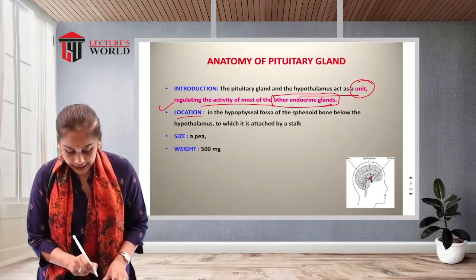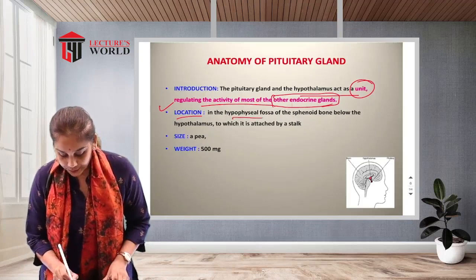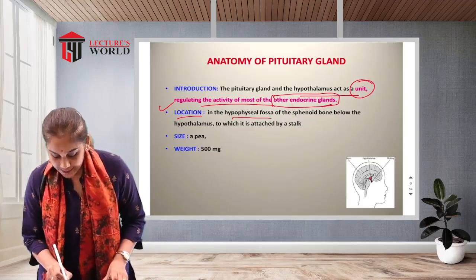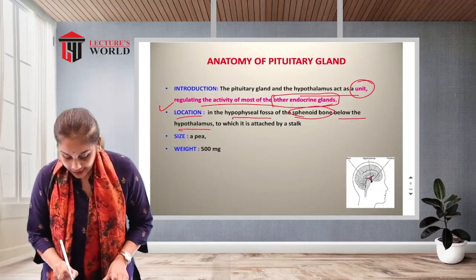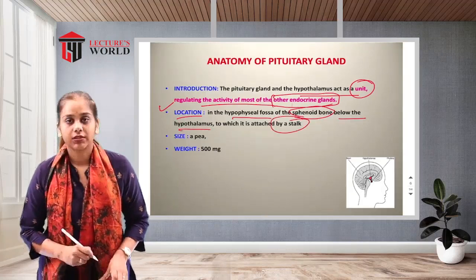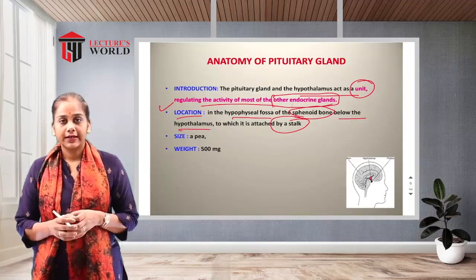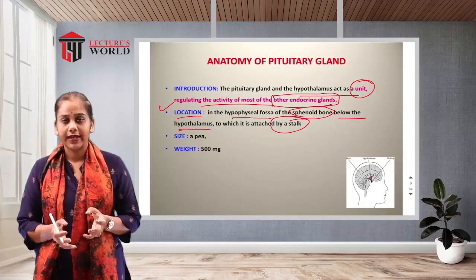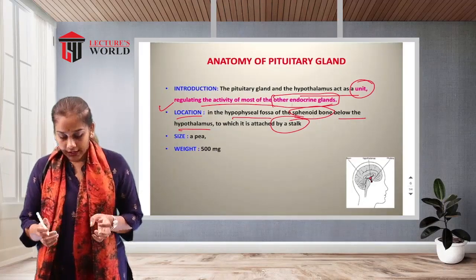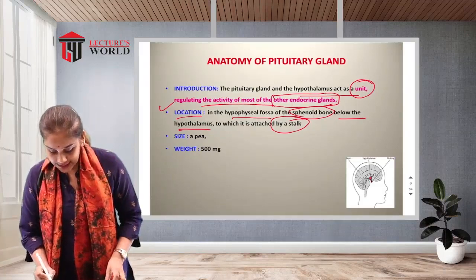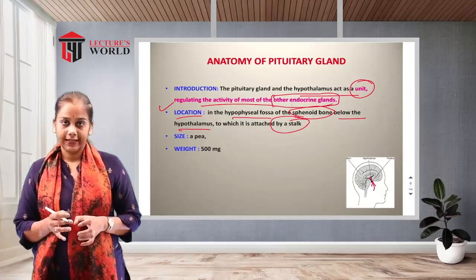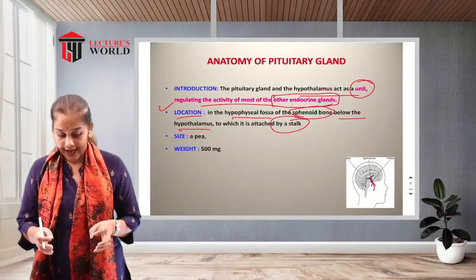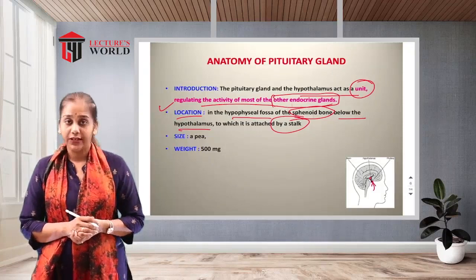Where is it located? It is located in the hypophyseal fossa of the sphenoid bone, below the hypothalamus and attached by a stalk. It is inside the skull, inside the brain, in the hypophyseal fossa. You can see this is the pituitary gland in red color. It is located in the hypophyseal fossa of the sphenoid bone.